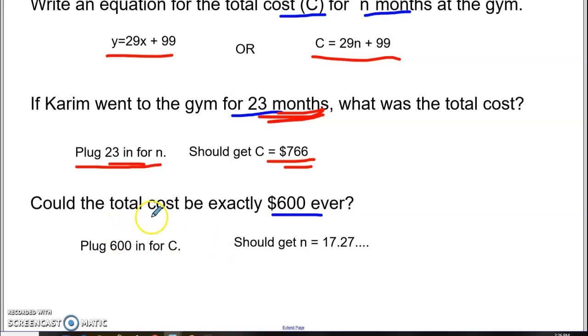Now for the last part, to see if it's ever 600, we're going to have to plug in 600 for your cost. So plug 600 in for c. When you do that and solve for n, remember you'd have to subtract the 99 and then divide by the 29. You should get that n equals 17.27 and it continues. So what do you think? Could the total be exactly 600 ever? The answer to that is no. Since you wouldn't pay for 17.27 months, you'd either pay for 17 months or 18 months, meaning you wouldn't exactly hit a $600 cost.